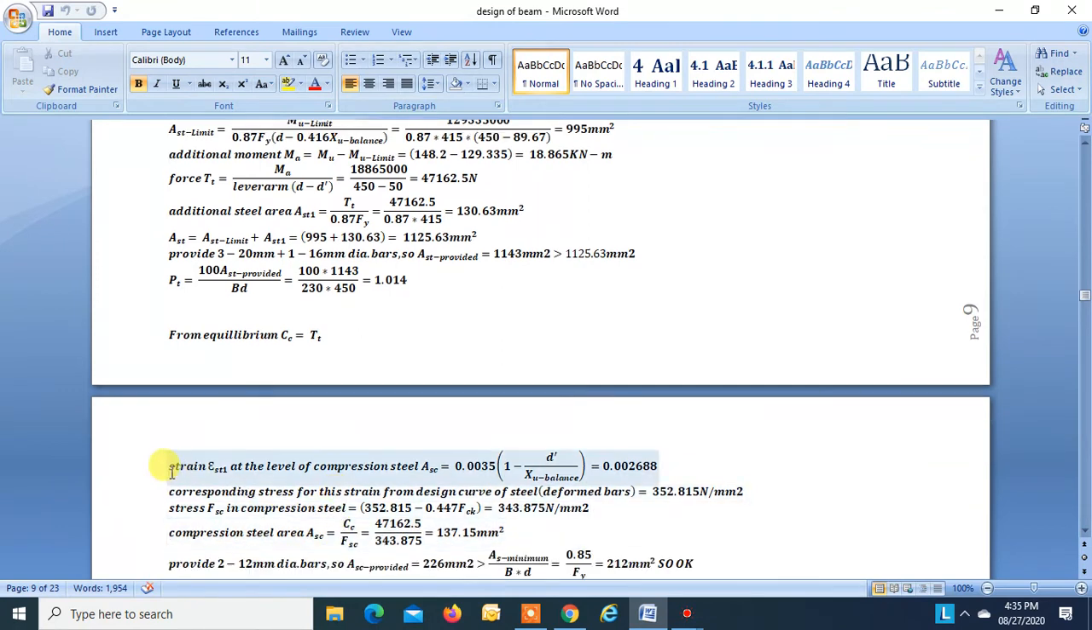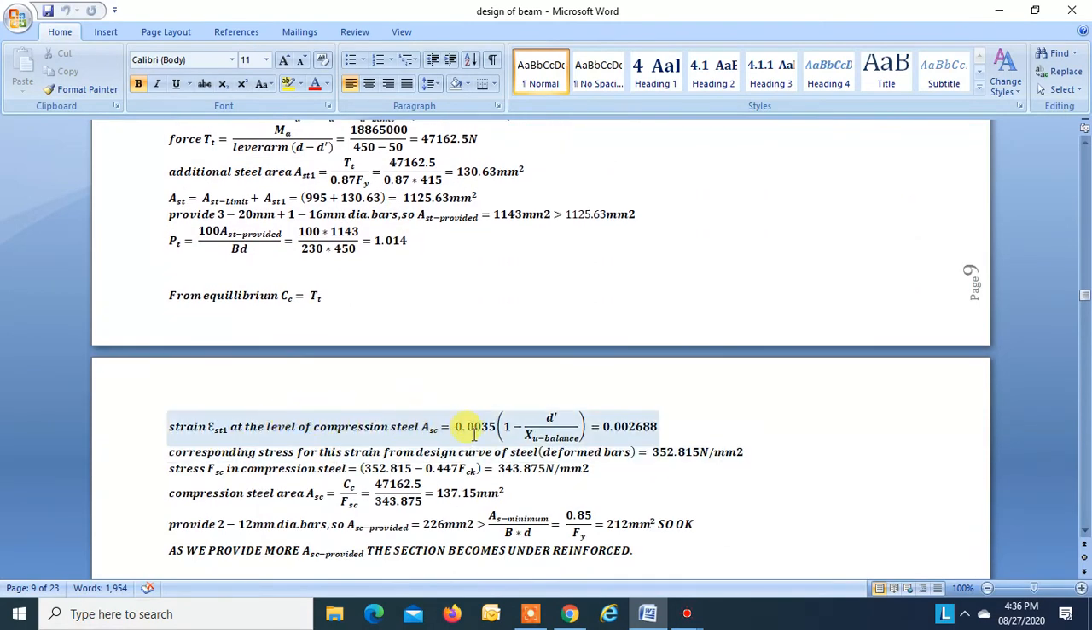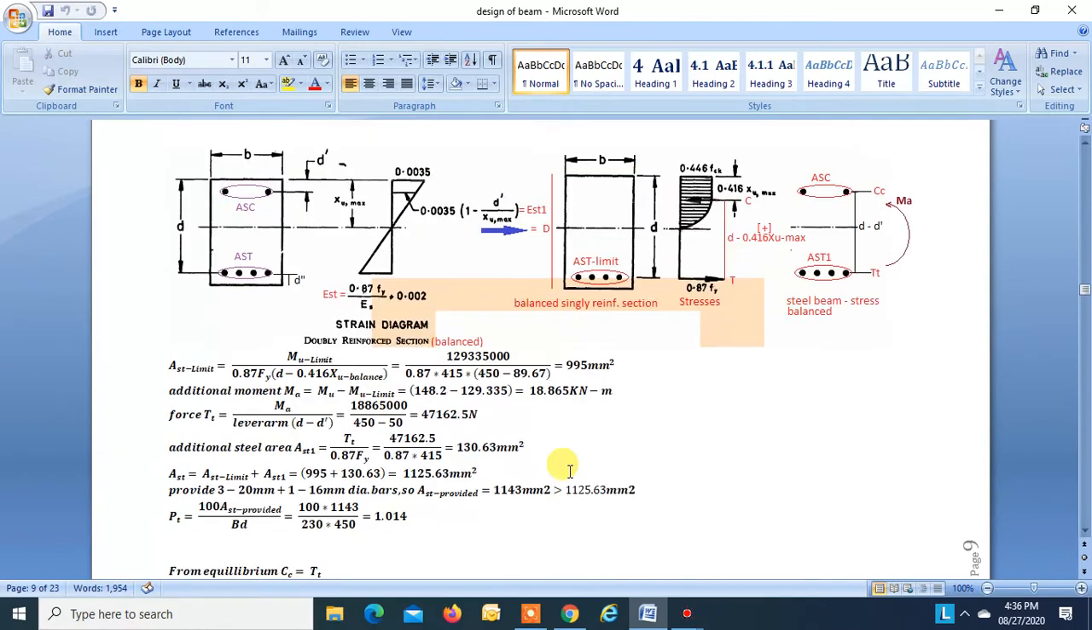Now we have to find the strain at the level of compression steel. d dash we are taking as 50. So putting the values of d dash and xu, we know 215.55, we get the strain equal to this much. So for the corresponding strain, from the design curves of Fe 415 bars, we get fs equal to this. But we have to find fsc. If the steel is in compression, then this stress has to be reduced by the stress of concrete. So that will give you fsc. So fsc is equal to 343.85 N/mm².